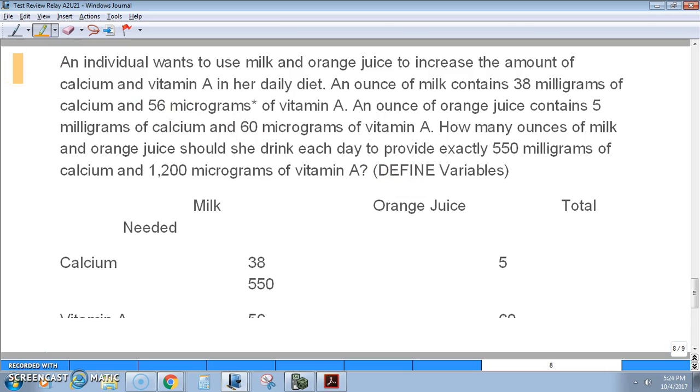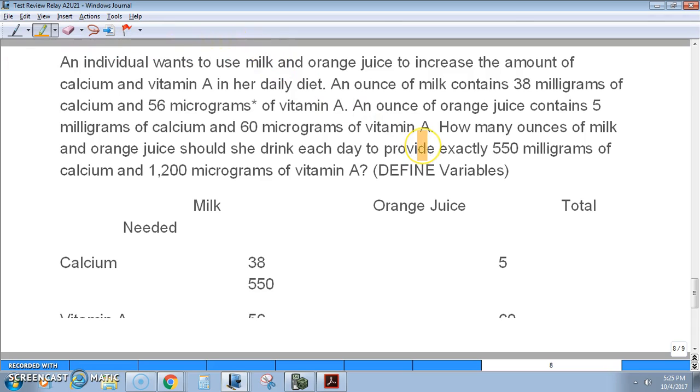An individual wants to use milk and orange juice to increase the amount of calcium and vitamin A in her daily diet. An ounce of milk contains 38 milligrams of calcium and 56 milligrams of vitamin A. An ounce of orange juice contains 5 milligrams of calcium and 60 micrograms of vitamin A. How many ounces of milk and orange juice should you drink each day to provide exactly 550 milligrams of calcium and 1,200 micrograms of vitamin A?